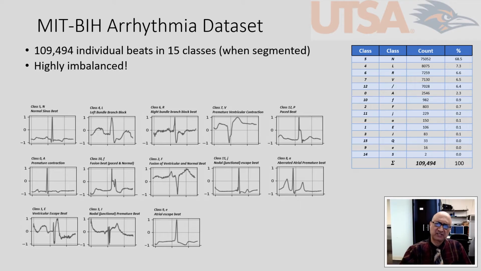After the segmentation of the whole dataset, we get more than 100,000 individual beats in 15 different classes. As can be seen, it's very highly imbalanced, and more than 75% of the beats are in one normal class, and in some classes we have just a small number of samples.